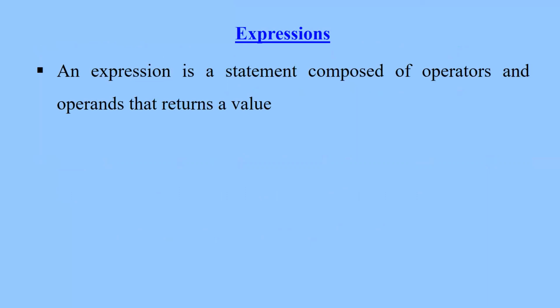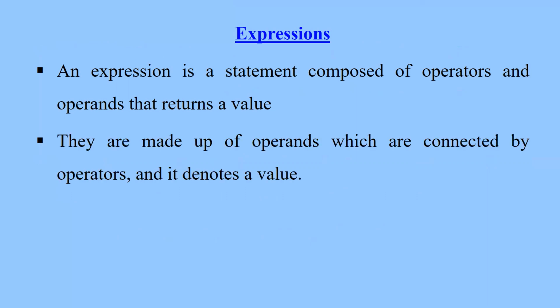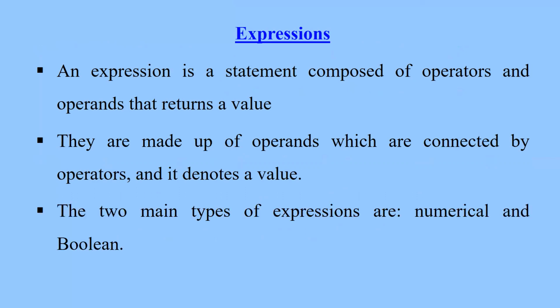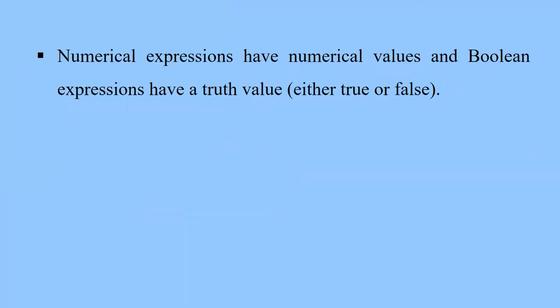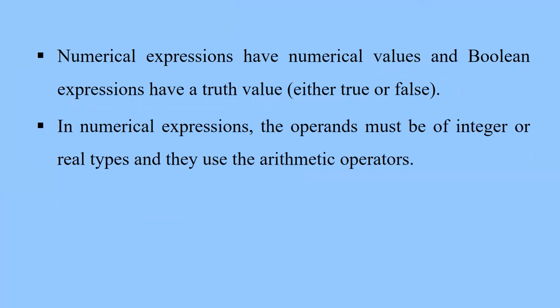What about expressions? What are expressions? An expression is a statement composed of operators and operands that returns a value. They are made up of operands which are connected by operators, and it denotes a value. The two main types of expressions are numerical expressions and Boolean expressions. Numerical expressions have numerical values, and Boolean expressions have a truth value, either true or false.